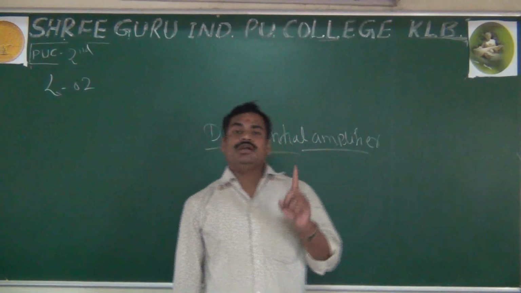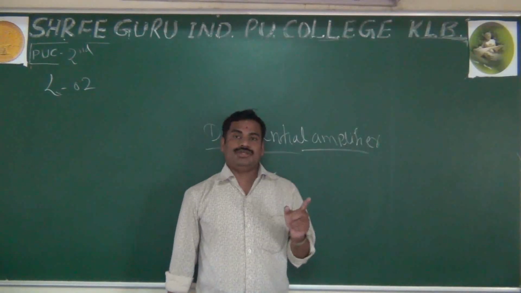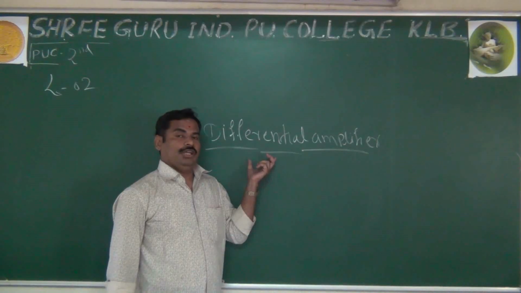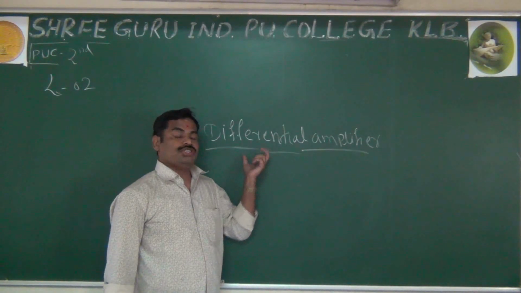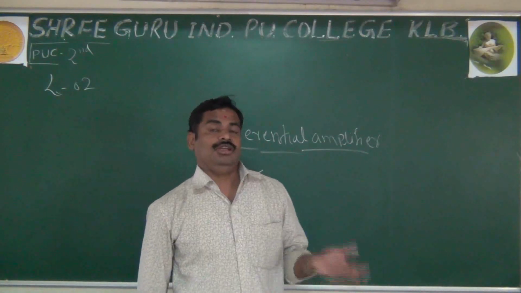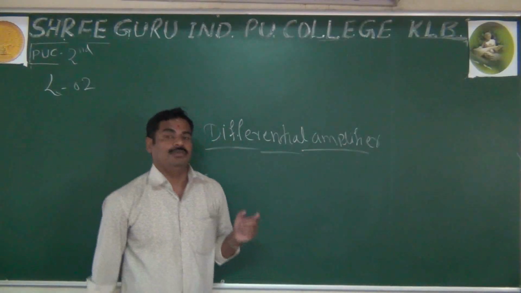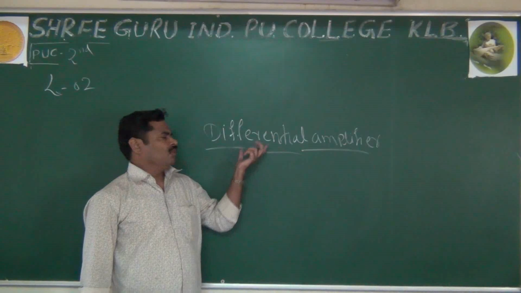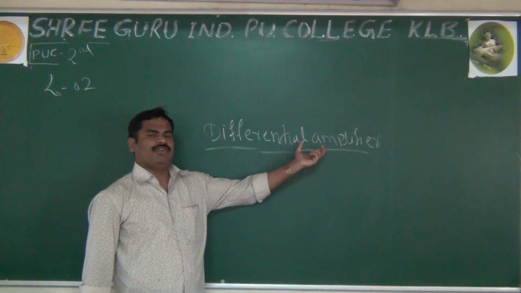In every integrated circuit, the first stage is the differential amplifier. In analog ICs, and in op amps, always the first stage is the differential amplifier. And what is called the differential amplifier?